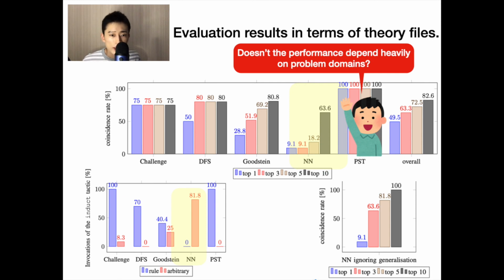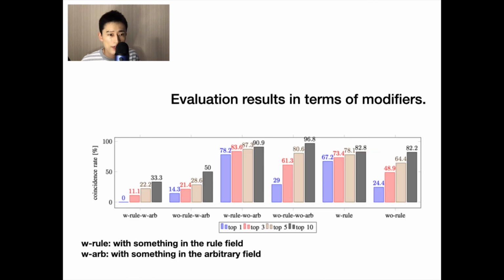Now we rearranged coincidence rates for the same evaluation set based on the use of the rule field and variable generalization. W here stands for with, and WO stands for without. For example, the leftmost group reads W rule W arb. This means the induction tactic has an argument in the rule field and the arbitrary field, which we use for variable generalization. Again, we can confirm that Smart Induct performed poorly for those problems that require variable generalization. So I have to admit that I didn't solve the problem of generalization heuristics. Now we know that we have an unsolved problem about proofs by induction.